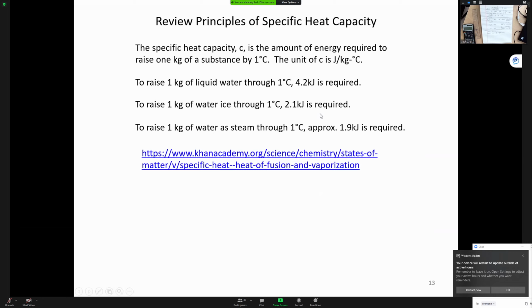Okay, so for ice, if you want to increase the ice by 1 degree, 1 kilogram, it's 2.1 kilojoules, or for steam, if you want to increase the temperature, 1.9 kilojoules. Those are related to sensible heat, but the heat pump will use the latent heat. Here are some links down there. You can watch them, it's Khan Academy. They will show you the calculation, how you can change it from ice all the way to steam.